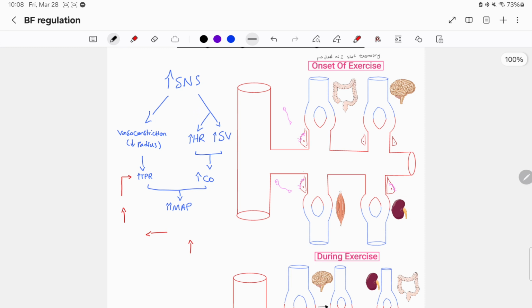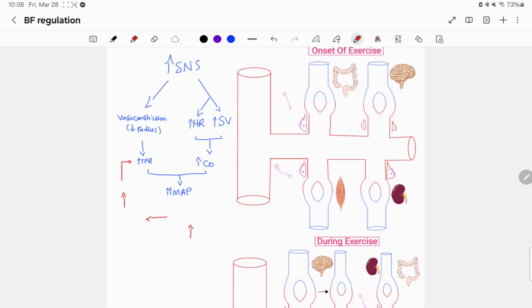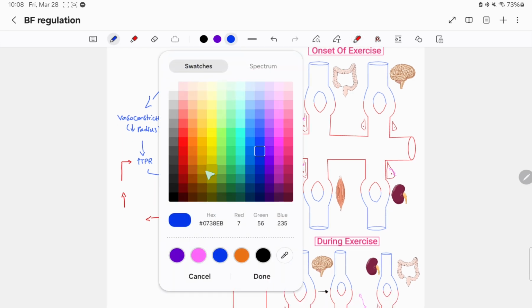So again, just another reminder that during exercise, you have an increased sympathetic nervous system activity, which causes generalized vasoconstriction all over the place. So everywhere gets vasoconstricted. Okay, remember that. That will cause an increase in TPR, total peripheral resistance. At the same time, sympathetic activity increases heart rate and stroke volume, which can increase cardiac output. Both of these values, if they increase, they can cause an increase in mean arterial pressure. But how can you make sure your mean arterial pressure doesn't get too high during exercise?